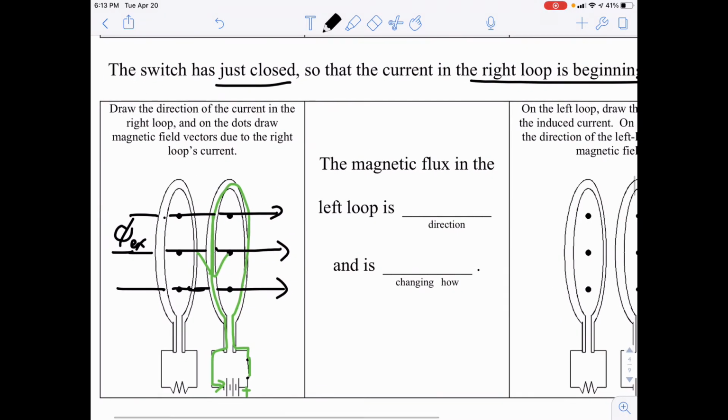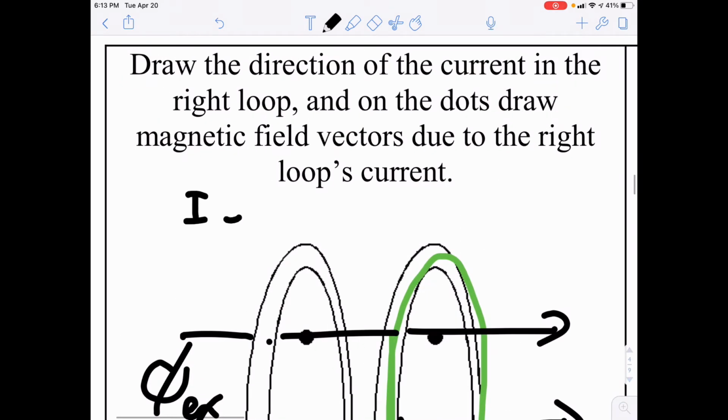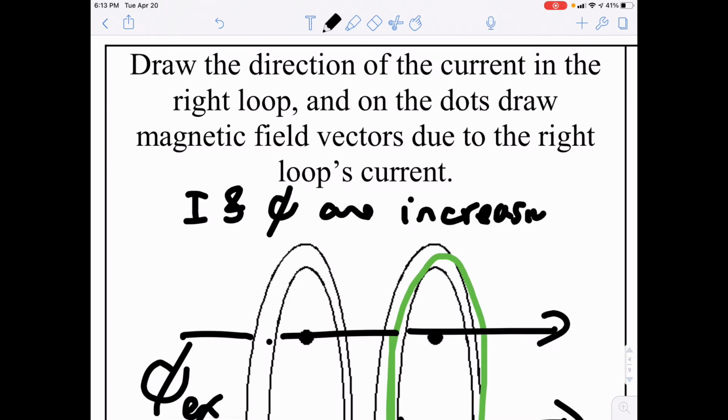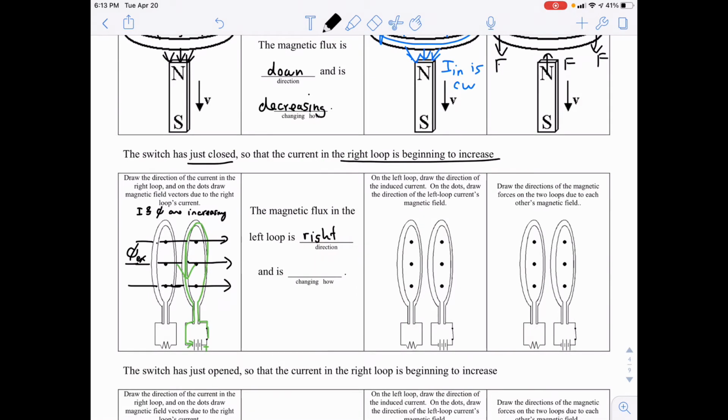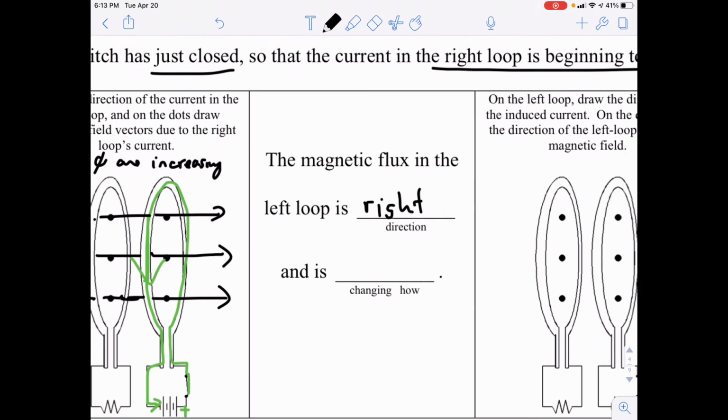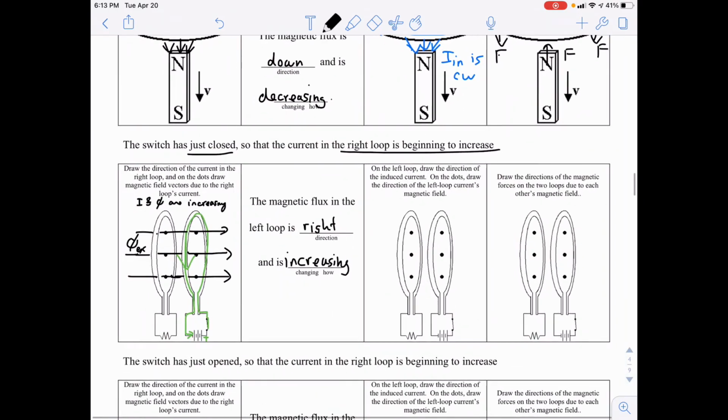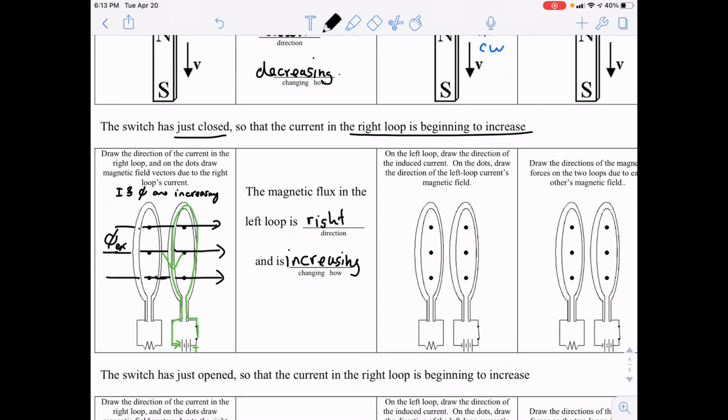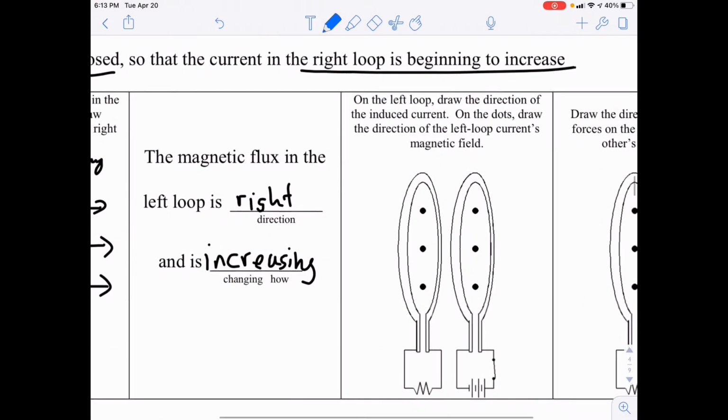Okay, the magnetic field in the left loop is directed to the right, and because the current is increasing, current and flux are increasing. The reason we know that is because by turning on the switch, you just went from zero current to some current, which means the current increased. So it's directed to the right and it's increasing, which means if the external flux increases, then the induced flux, which would be passing this way, will oppose that direction.